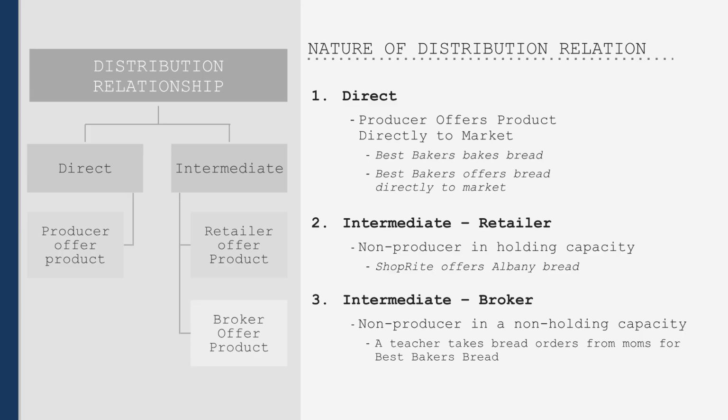The distribution relationship exists between the producer and the party that takes the product to market. There are 2 main forms: direct and intermediate. In a direct distribution relationship, the producer offers the product directly to the market.